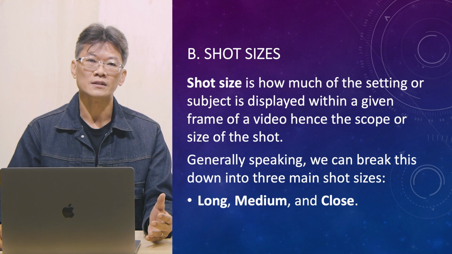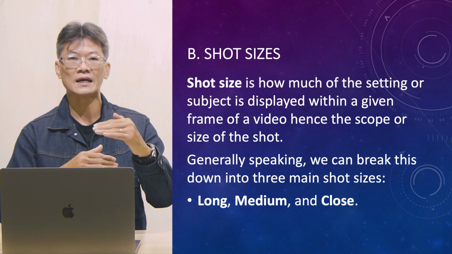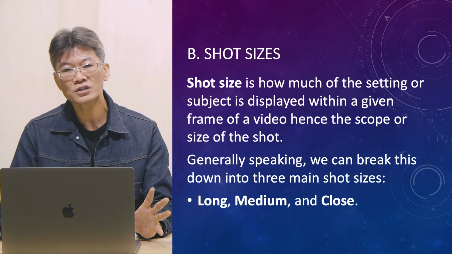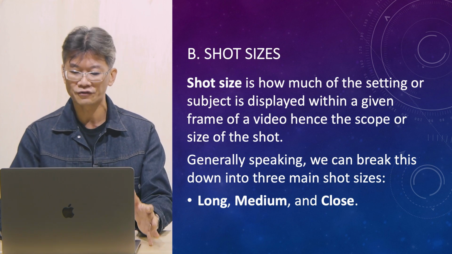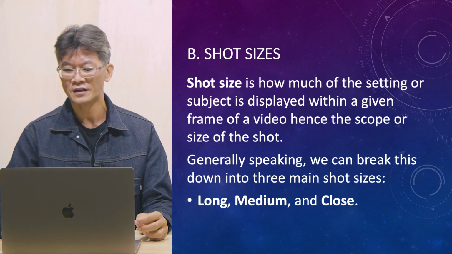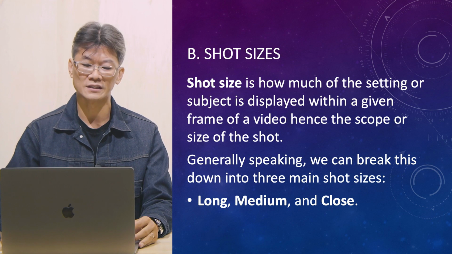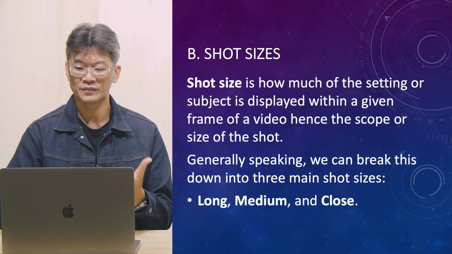Now next is on shot sizes. As a cameraman, you determine the shot size of your frame. When you're shooting, the shot size is how much of the setting or subject is being displayed within a given frame of a video, hence the scope or the size of the shot. Generally speaking, we can break this into 3 main shot sizes, and they are long, medium, and close.